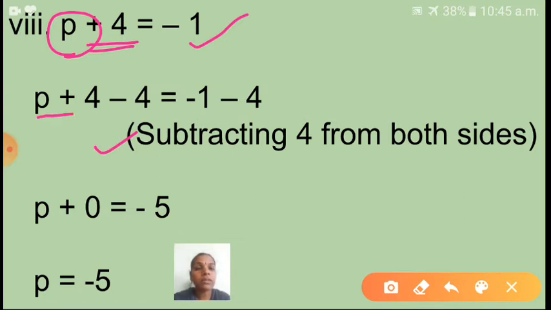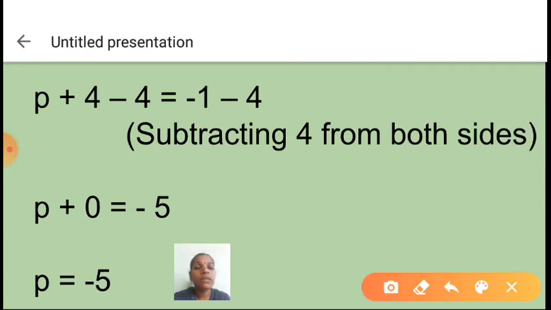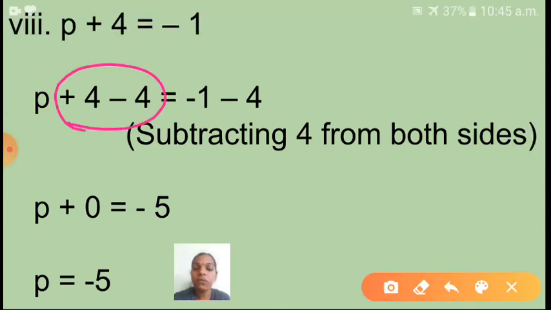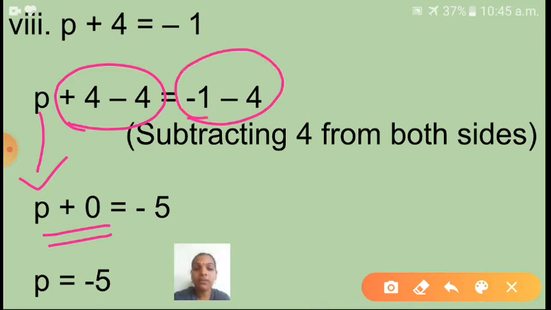So P plus 4 minus 4 is equal to minus 1. Yes, minus 4. Okay children, so this one see here, the value of this plus 4 minus 4, that is 0. So P plus 0 is equal to, see here, right hand side minus 1 minus 4. Both numbers are negative. Okay, same sign. So you have to add those two numbers, and which sign will come? Negative sign will come. So minus 5.